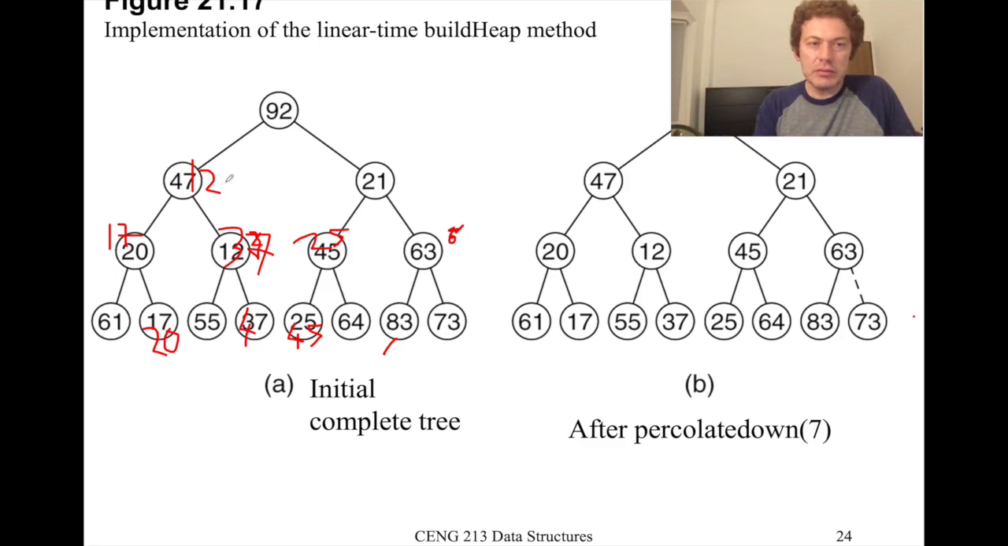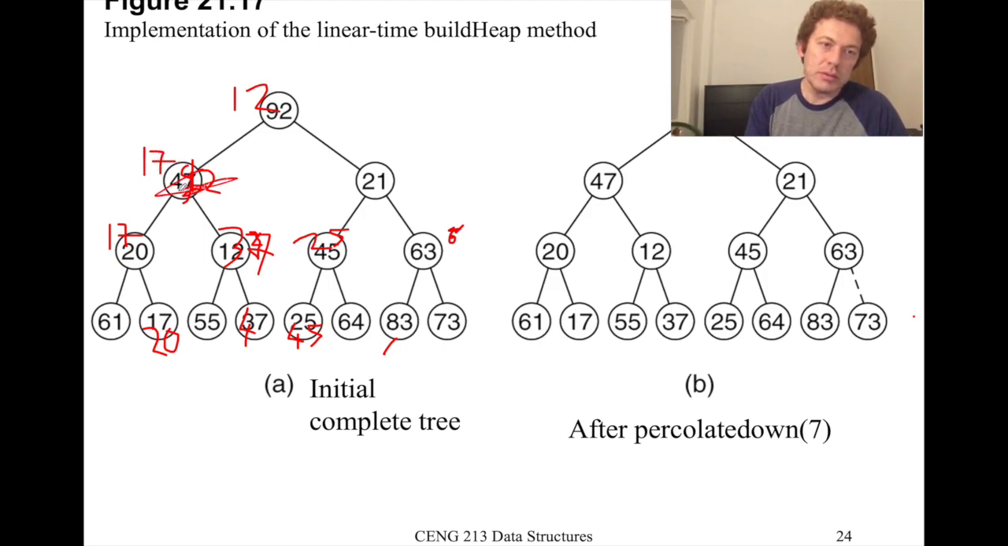Where was I? I am here. And the next iteration, I am at this node. Should this go down? Yes, definitely. 92, so 12 will go up. 92 is here. Now 17 will go up. Okay, and 92 is here.